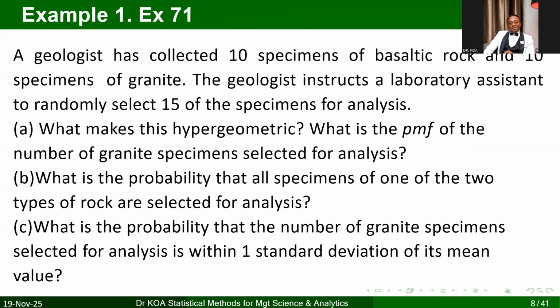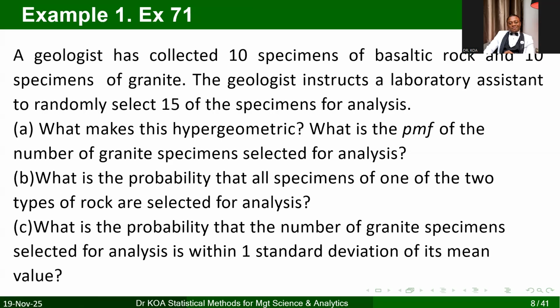You go back to the question. The success was about granite. Check it. So we have 10 collected specimens of basalt and 10 granite. The geologist instructed lab technicians to select 15 for the analysis. Now here's a point. What is the probability mass function of the number of granite? You get a point? So at this stage, the focus is on the number of granite specimens. So you put basalt aside. We are dealing with granite.